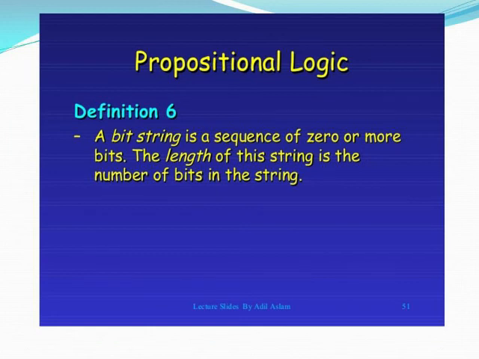A bit string is a sequence of 0 or more bits. The length of the string is the number of bits in the string. You know that what is a string? A string means a collection of letters, a collection of numbers, etc. That means if Arya is a name, it is a string. How many letters are there? A, R, Y, A. 4 letters are there. So that string has length 4.